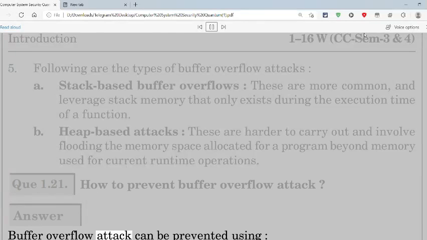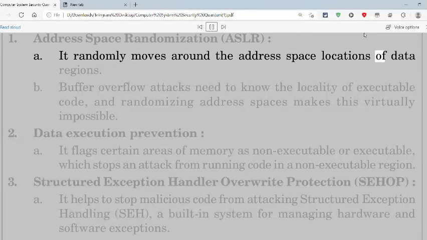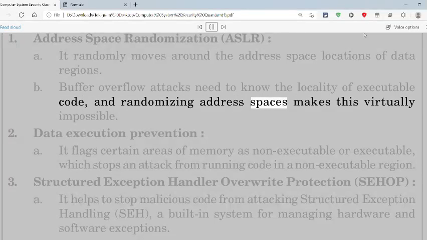K1.21. How to prevent buffer overflow attack. Answer: Buffer overflow attack can be prevented using 1. Address space randomization, ASLR. A. It randomly moves around the address space locations of data regions. B. Buffer overflow attacks need to know the locality of executable code, and randomizing address spaces makes this virtually impossible.